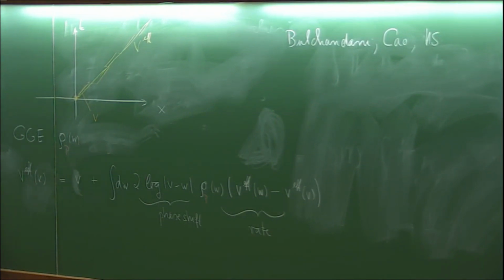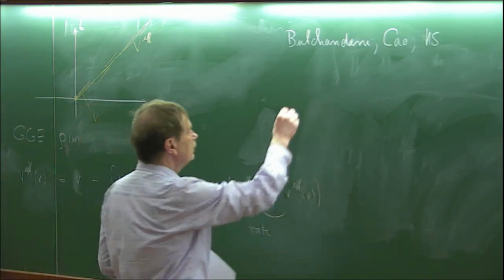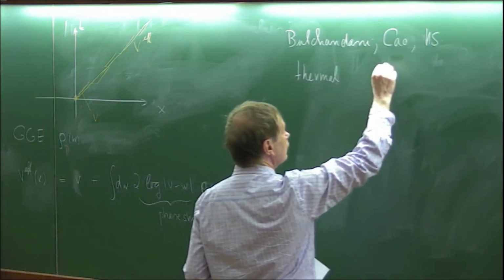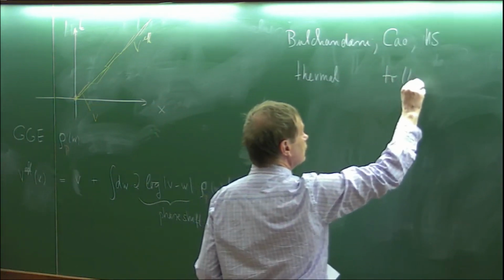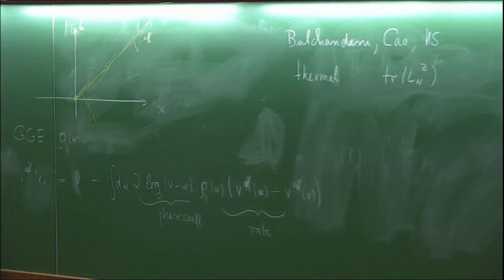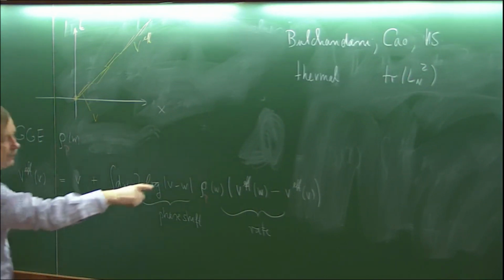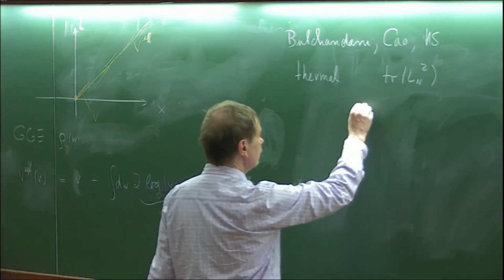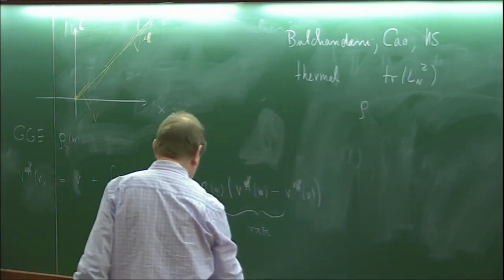What we did here is we took the thermal case. So this is trace L^n squared. It's just the IID case, so it's very simple, but we look at a complicated observable, so it's not a very simple thing to do. And of course the rho p is explicit, but it's a fairly complicated function. Anyway, now we determine numerically what the rho p is.